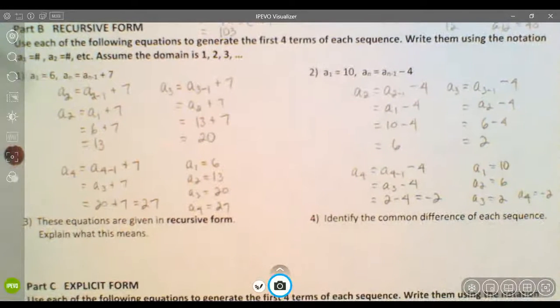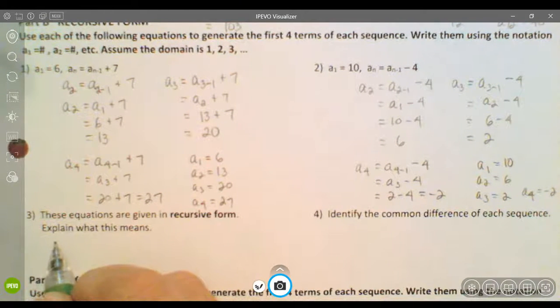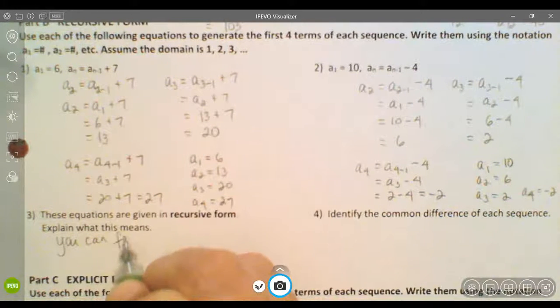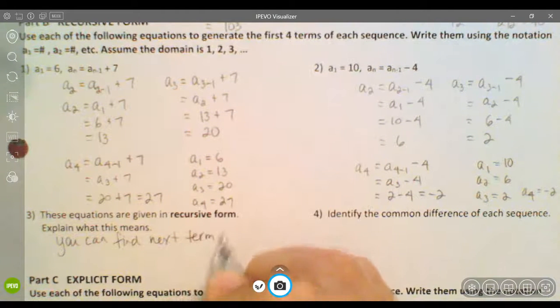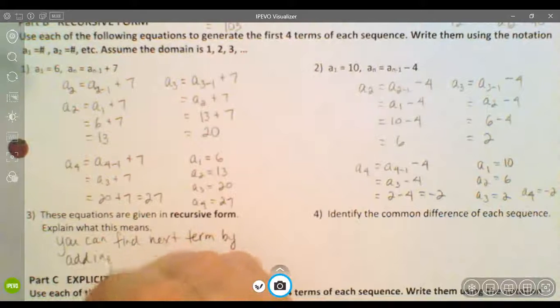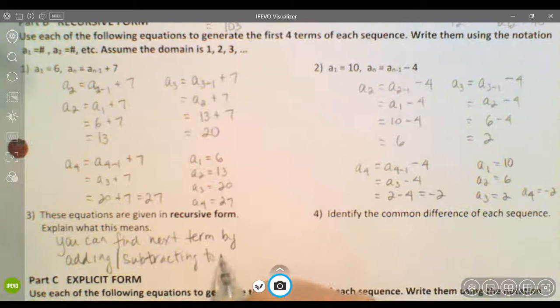These equations are given in recursive form. Explain what this means. Well, this means that you can find the next term by adding to the previous term or subtracting to the previous term.